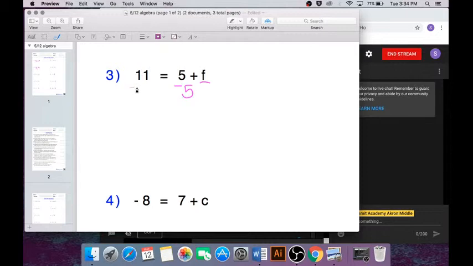Whatever we do to one side, we have to do to the other. So we're going to subtract 5 from the left as well. Bring down our equal sign. Our plus 5 and negative 5 cancel each other out, leaving us with just f. And then we have 11 minus 5 over here, and 11 minus 5 is 6. So our answer is 6 equals f.